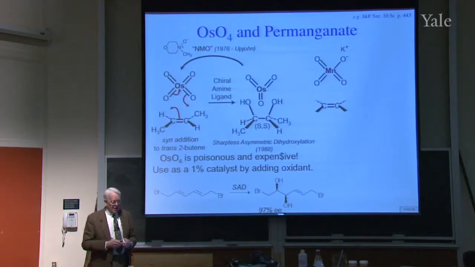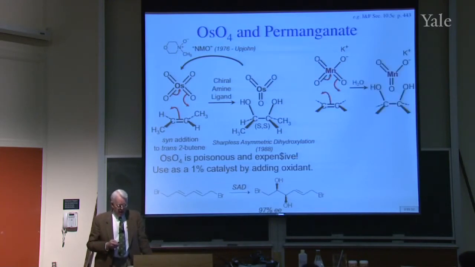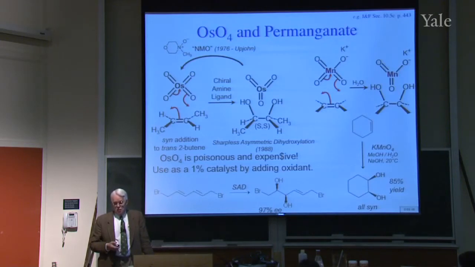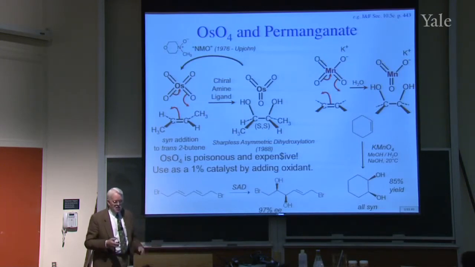Thank you. It's much cheaper and looks very much like osmium tetroxide, so it won't surprise you that it also can do this trick. And here you get 85% yield with cyclohexene. And again, it's a syn addition. The two OHs come in on the same face. But that's not one where there's a catalyst that'll make it give only one enantiomer.